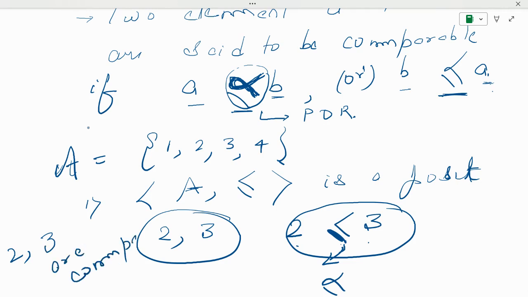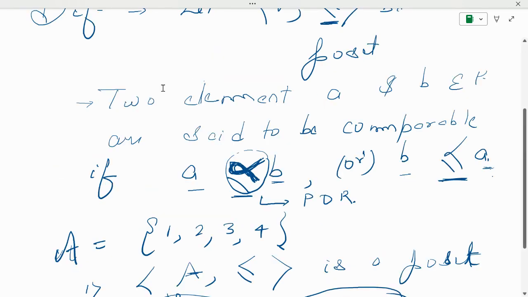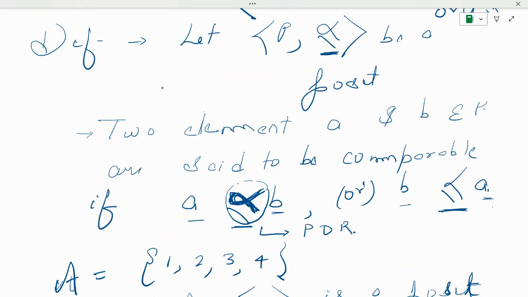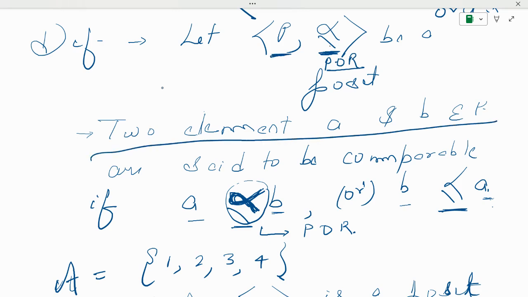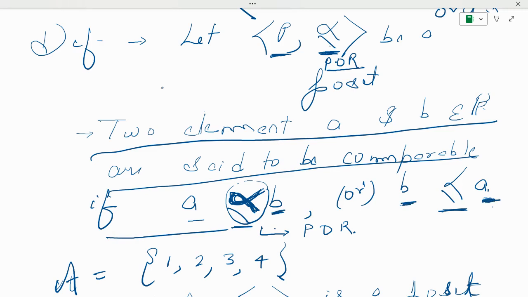That is what we have defined above: here is our set P and this is an operation over P such that it is a partially ordered relation. So this is a partially ordered relation over P. If two elements A and B belong to P, then they are said to be comparable if A has a partially ordered relation with B, or B has a partially ordered relation with A. Okay, so this is what I meant.